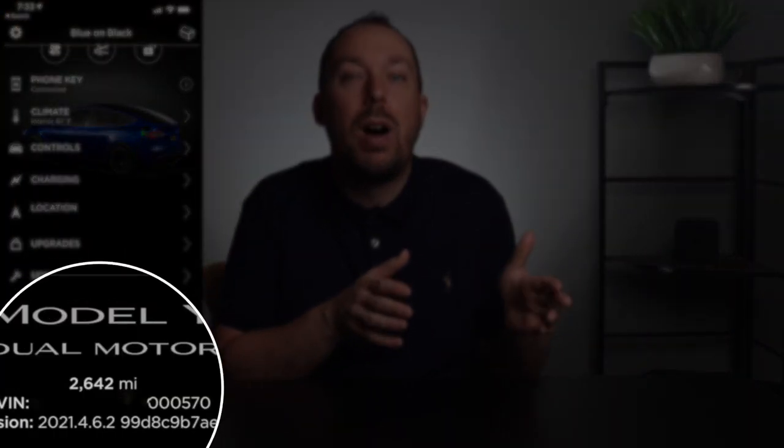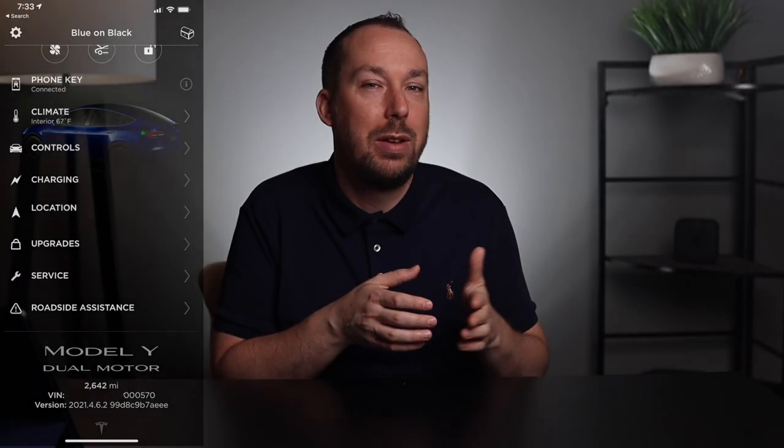After going through the purchasing process, I actually got my VIN and saw that it was 570, one of the first Model Ys to be actually produced from the Fremont factory. Keep in mind, this was in the middle of March. As things were starting to shut down around the US, I wasn't sure whether or not I should take delivery on a car. I'm glad that I did because looking a year back, I'm really excited about my purchase.